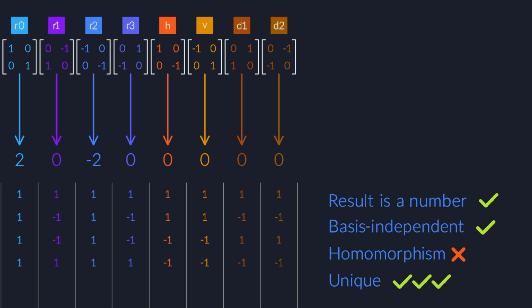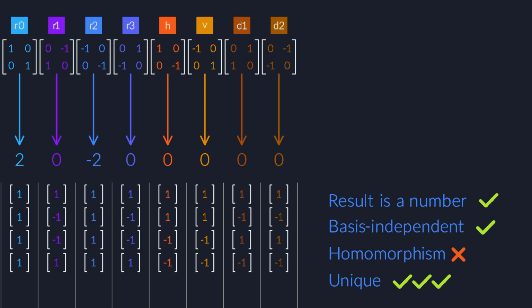So from now on, we will use a more flexible definition of characters. They are the traces of the representation matrices, and we no longer require them to be a morphism. By the way, did you realize that for one-dimensional representations, nothing has changed? The single number inside the brackets is the trace of the 1x1 matrix. So our new definition of characters is a clean extension of the original definition.